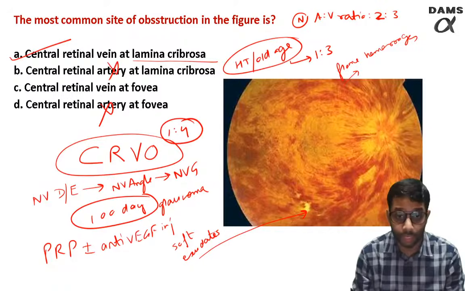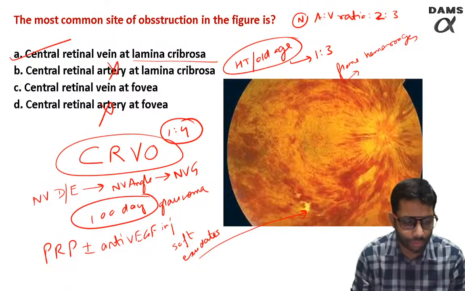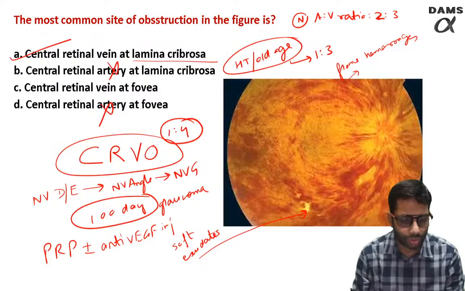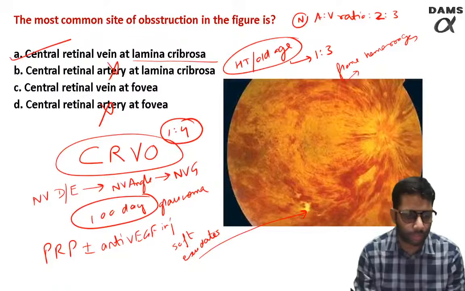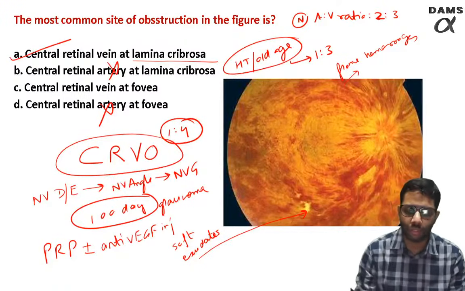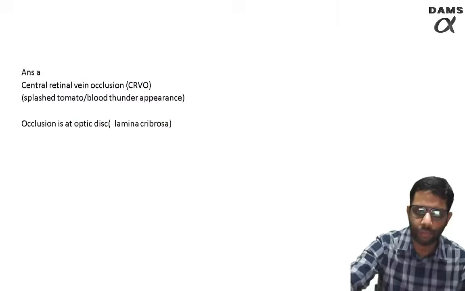Good, Ankar. PRP is the first and then followed by anti-VEGF injections. Chujitha, Subankar, Mehek, good answers. So that's the third question, CRVO.